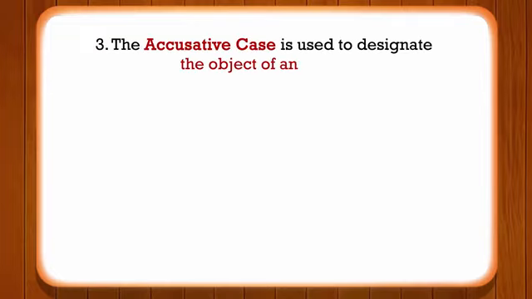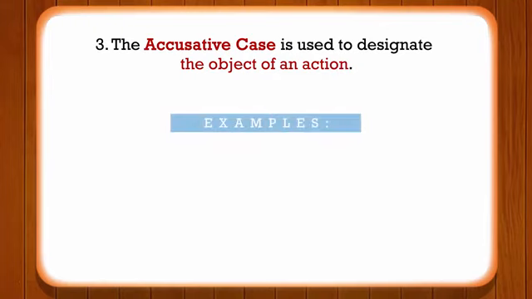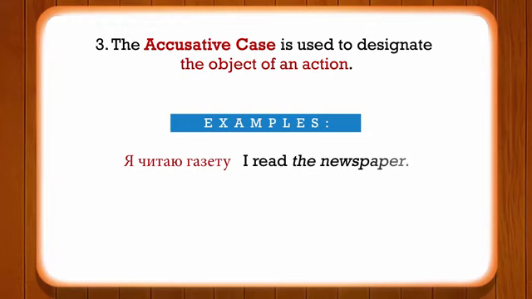The accusative case, or винительный падеж, is used to designate the object of an action. For example, я читаю газету. Я читаю что? I am reading what? I am reading a newspaper. So газета changes into газету. Accordingly, as per the rule of grammar, in the accusative case, if a noun belongs to the feminine gender, it changes into у.